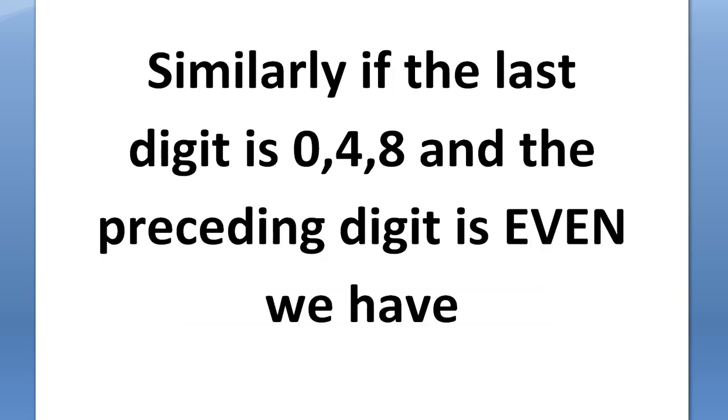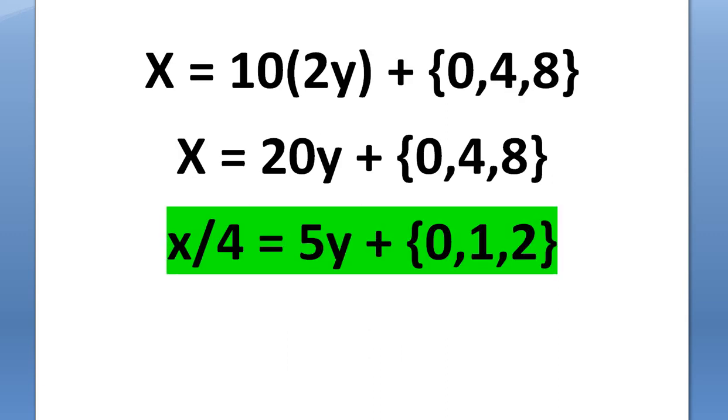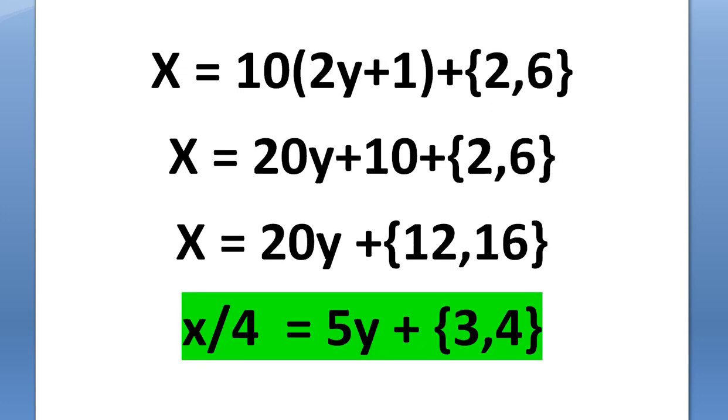Similarly, if the last digit is 0, 4 or 8 and the preceding digit is even, we have x equals 10 times 2y plus 0, 4 or 8. Notice I'm multiplying by 2y this time, not 2y plus 1, because we need an even number there. So x is equal to 20y plus 0, 4 or 8. So divide over by 4, you get x over 4 equals 5y plus 0, 1, 2. And the 0, 1, 2 clearly comes from 0 over 4 equals 0, 4 over 4 equals 1, and 8 over 4 equals 2. And then in the other case it was 12 over 4 equals 3 and 16 over 4 equals 4. So all these numbers are divisible by 4.